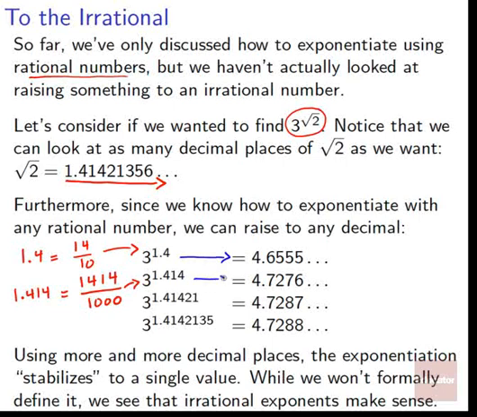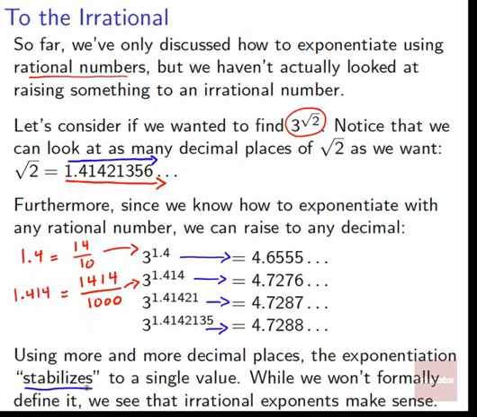3 to the 1.414 becomes 4.7276. 3 to the 1.41421 becomes 4.7287. 3 to the 1.4142135 becomes 4.7288.